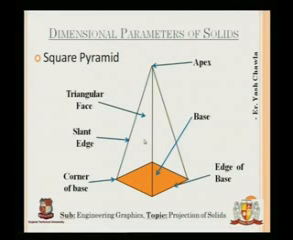Face, because it is a square pyramid. And this is a slant edge. How many slant edges does it have? It has 4 slant edges. This is the base, and this is the edge of the base, which has 4 sides again, which will all be equal, and the corner of the base, they will be having 4 corners, so it becomes a square pyramid. And these are the dimensional parameters of a square pyramid.